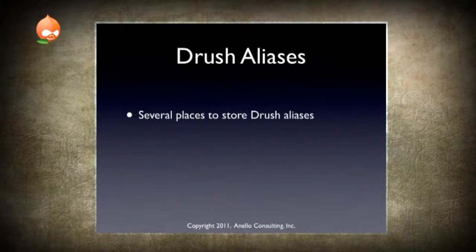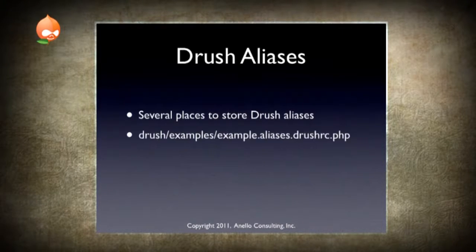So like I said, there's several places to store aliases. I'm going to talk about the one that I use the most. But there's a great document that actually comes with Drush. It's in the examples directory. It's called example.aliases.drushrc.php. I'm not even sure if there's actually any code in there. I think it's just one giant comment that talks about aliases and the different places you can store them.